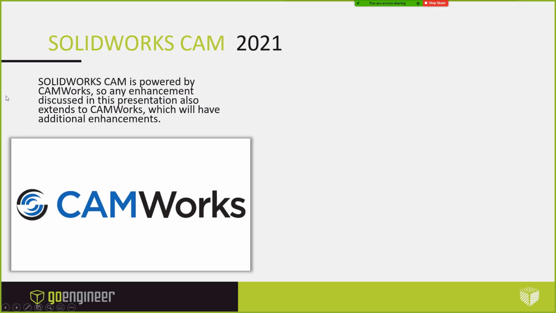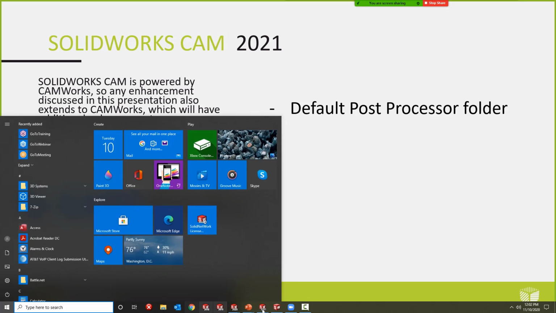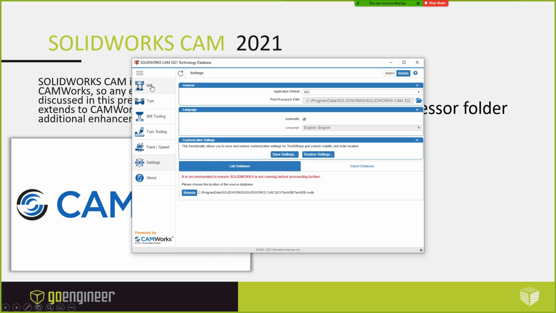Let's talk about a few of the improvements here. The first thing is we can now set a default post processor folder within the tech database. If I jump in here, you can see under the settings tab in the tech database that we can now specify this folder location. This is great for companies that have multiple users in different locations, different offices. You could link this to an online network folder, so everyone can be using the correct post processors. It makes them a little bit easier to manage.